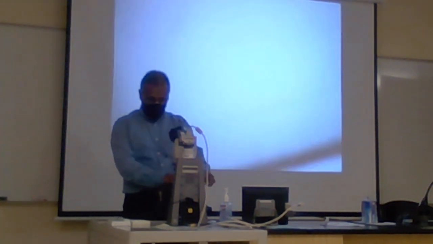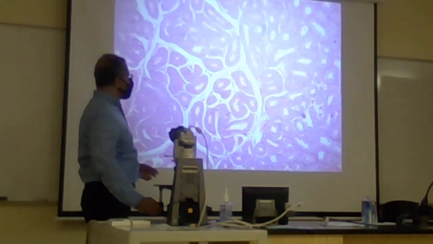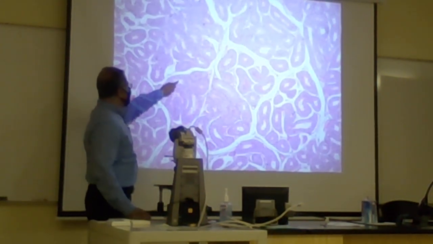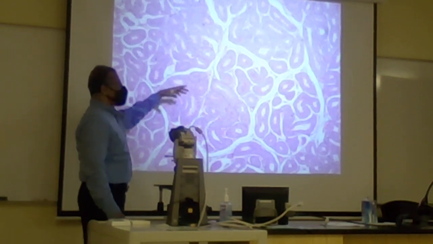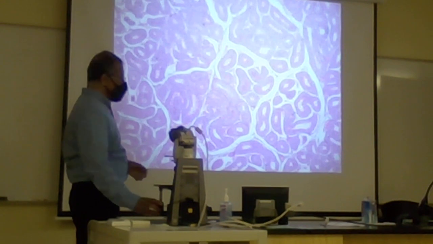Testis. What do you expect to see in the testis? Seminiferous tubules, right? It's packed with seminiferous tubules. You won't see anything else. So this is how it looks. These are all seminiferous tubules. You can see the lumen. Some of them are clear. Some of them are hazy because they're packed with sperm in there.